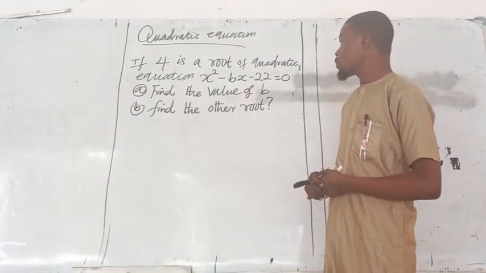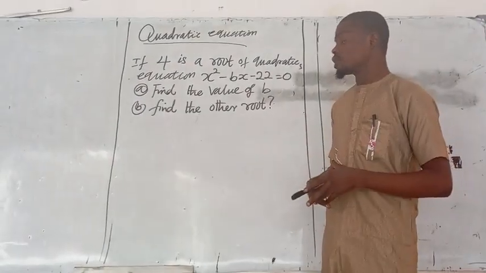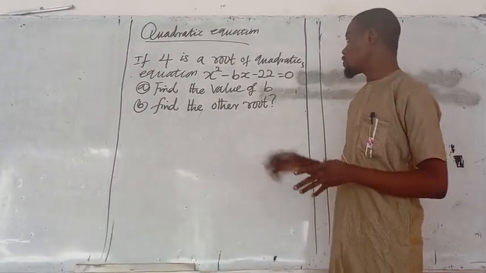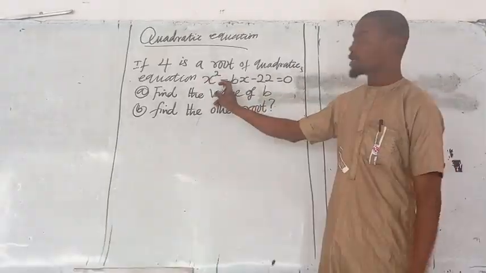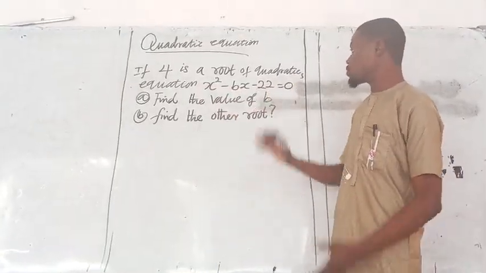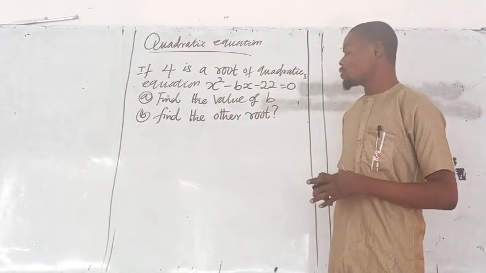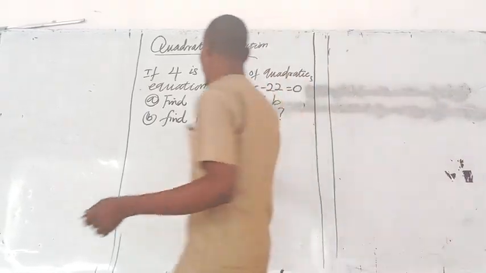Hello guys, we are going to continue with our quadratic equation. If you look at it, the question says that if 4 is a root of the quadratic equation s squared minus bs minus 22 is equal to 0, find the value of b, that is (a), and (b) find the other root. Let's get started.